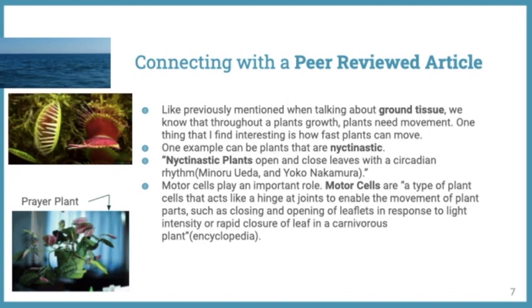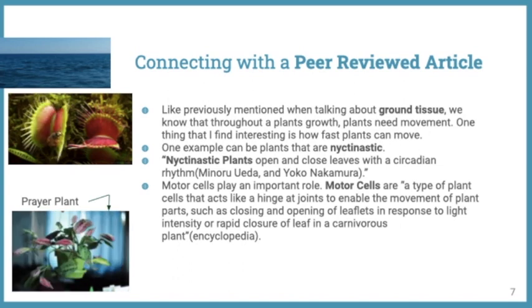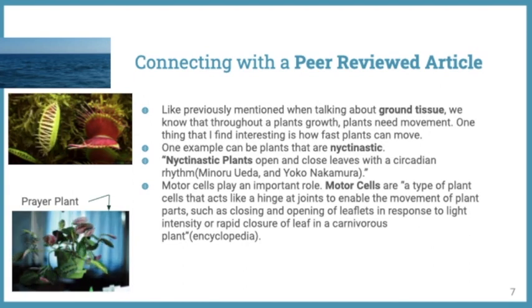So, first we're going to take a look at the first peer-reviewed article. Like we previously mentioned when talking about ground tissue, we know that throughout a plant's growth, plants need movement. One thing that I find interesting is how fast plants can move. One example is plants that are nyctinastic. Nyctinastic plants open and close their leaves with a circadian rhythm.